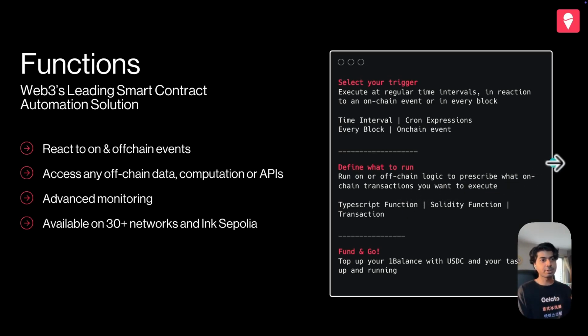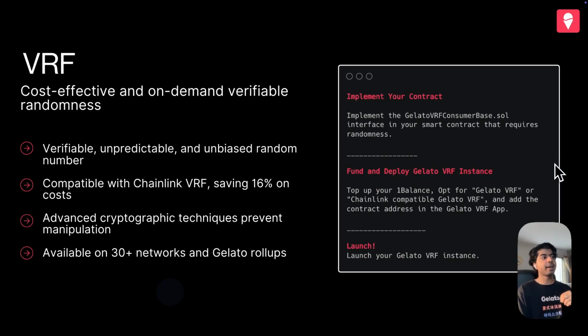So that's Functions. Lastly, we have VRF, which is the cost-effective and on-demand verifiable randomness.